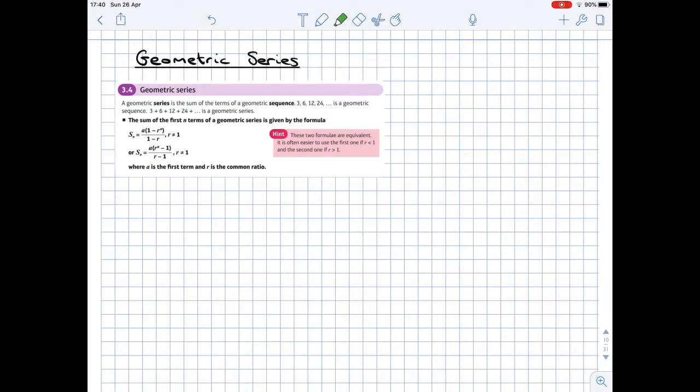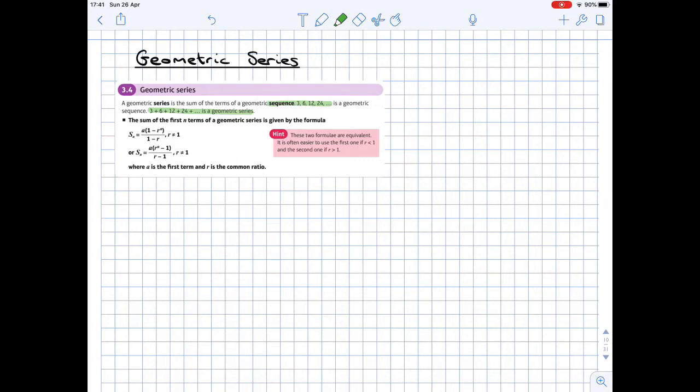Geometric series. A geometric series is the sum of the terms of a geometric sequence. So in a sequence, the terms are separated by commas, and in a series, we replace the commas with pluses, so we're adding the terms. In this sequence, the first term is 3 and the common ratio is 2.